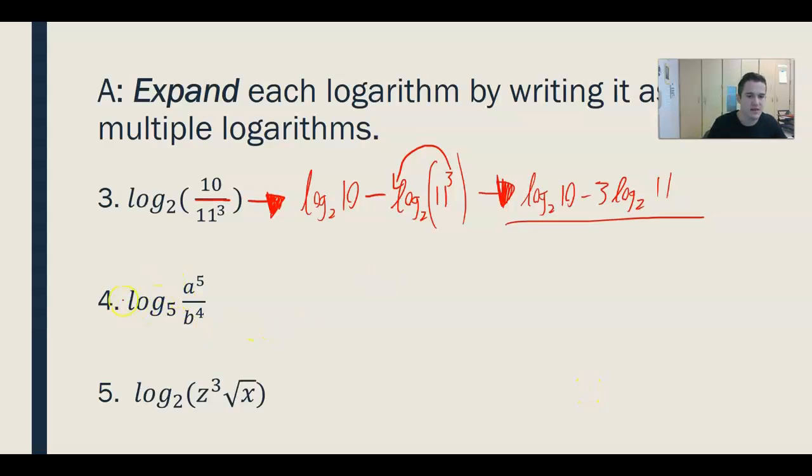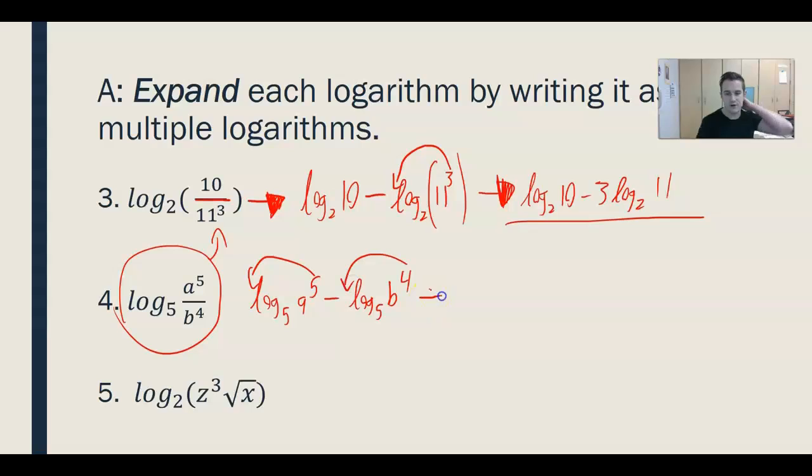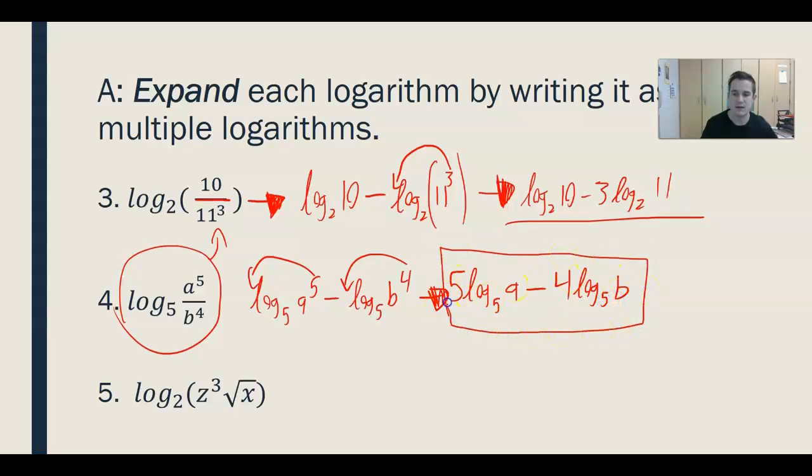Okay. This problem right here is going to be very similar to this one. Notice I have log base 5 of a to the 5th minus log base 5 of b to the 4th. Then these exponents are going to be able to come out in front, and I'll be left with 5 times log base 5 of a minus 4 times log base 5 of b. That would be my final answer right there. And notice the structure here. Notice what's happening as we change. I think it's kind of cool to recognize how these change and how they relate.